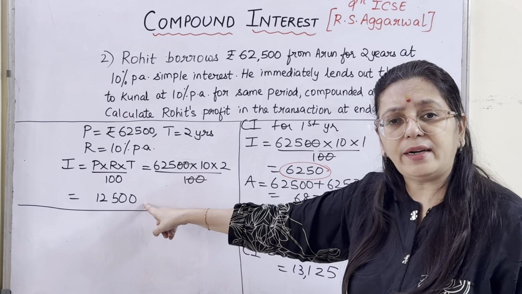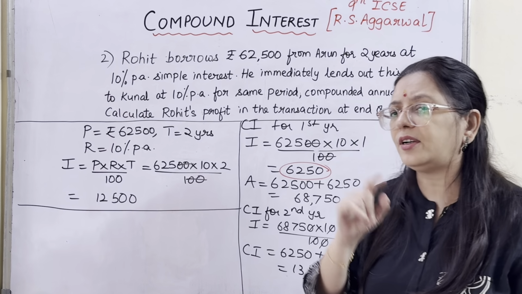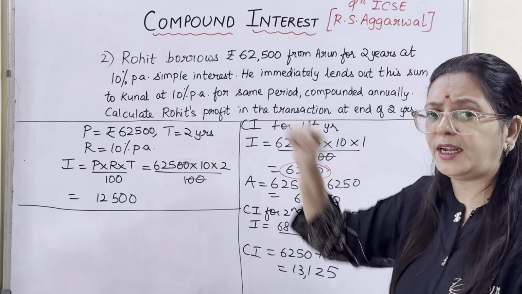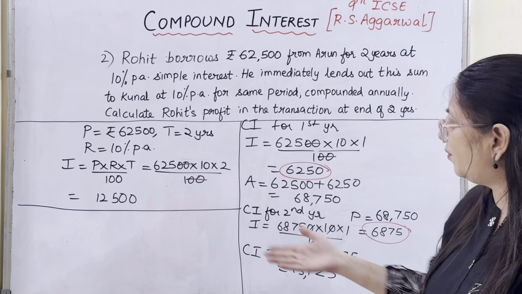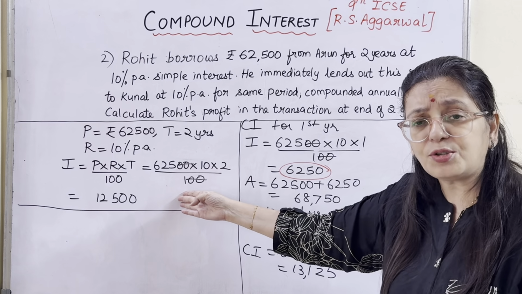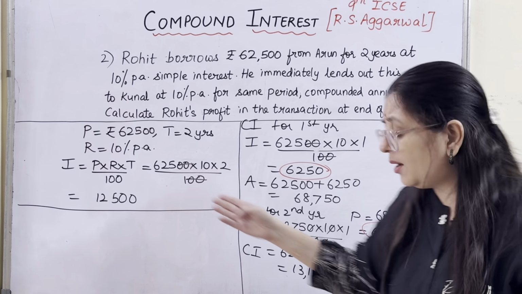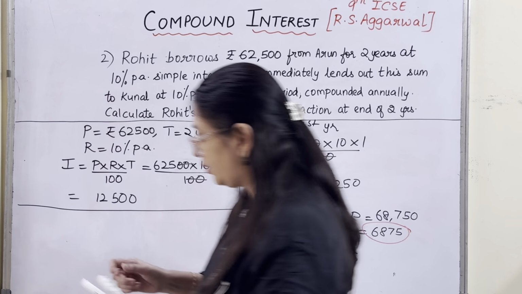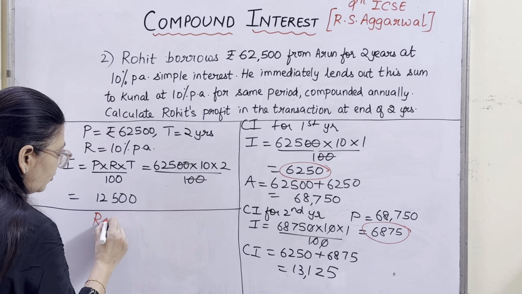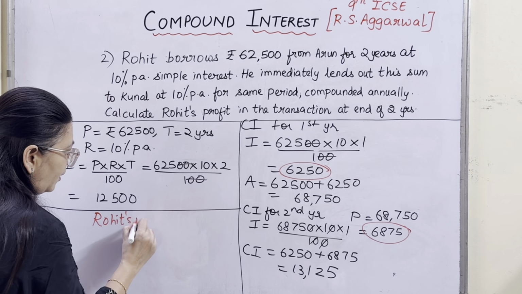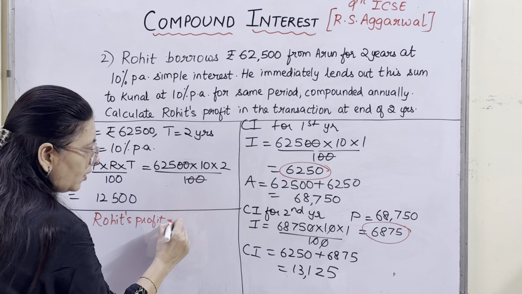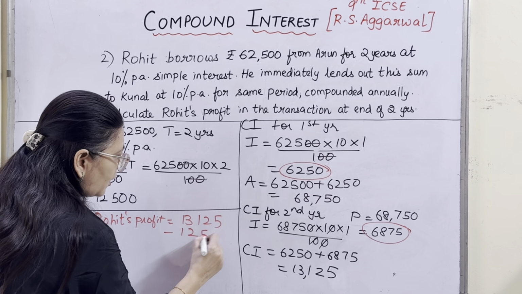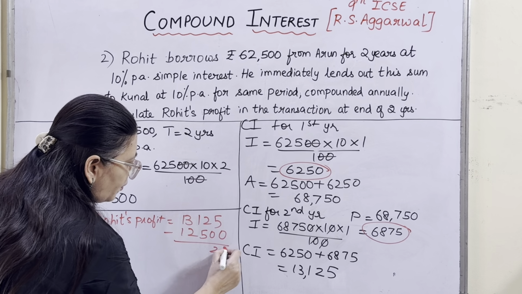And what is the simple interest? It is 12,500. So don't you tell me, did he get a profit or was it a gain or was it a loss for him? Obviously, he has to pay only 12,500, but he is getting 13,125. So what is Rohit's profit? So Rohit's profit would be 13,125 rupees minus 12,500 rupees.